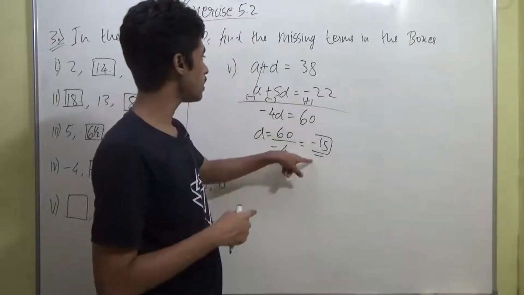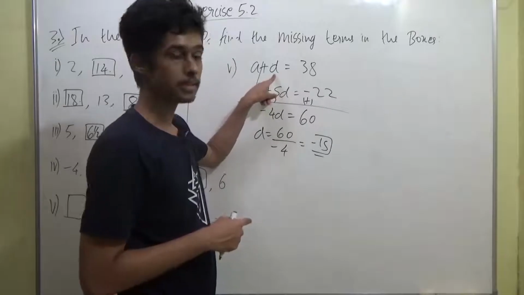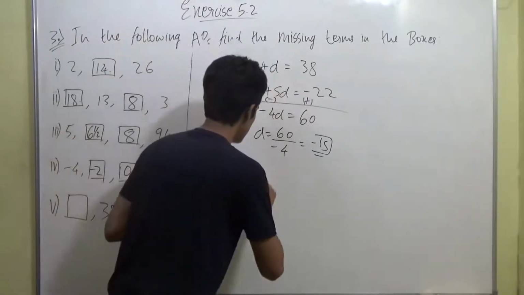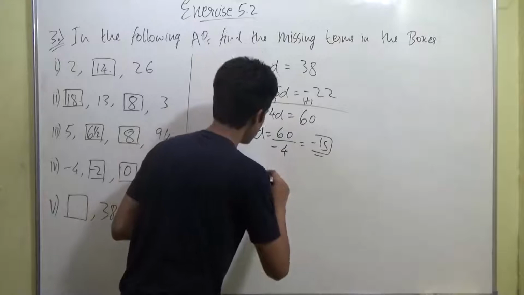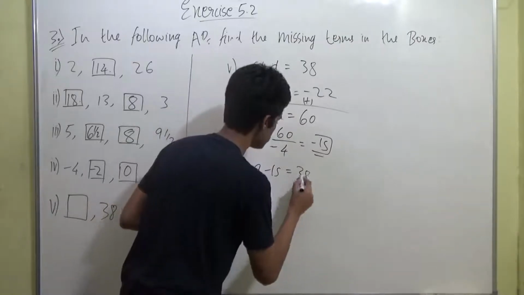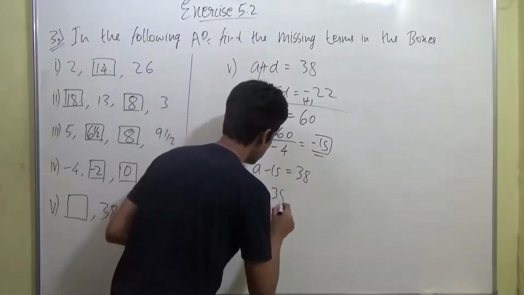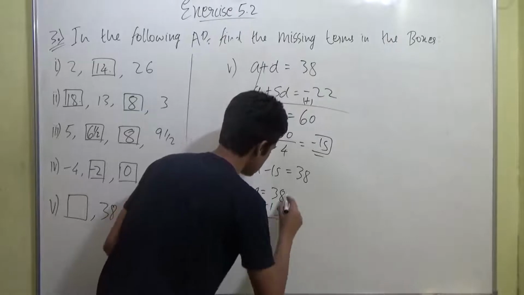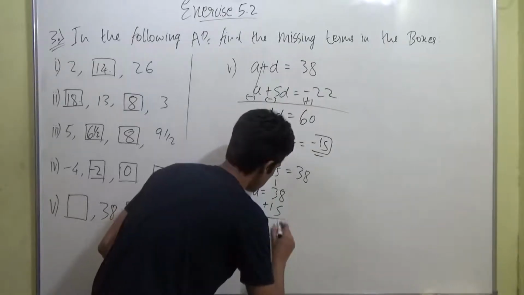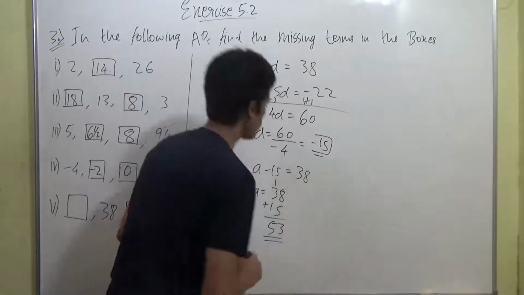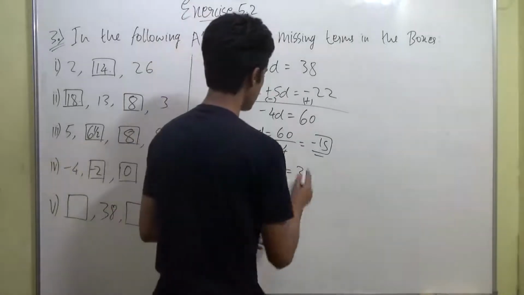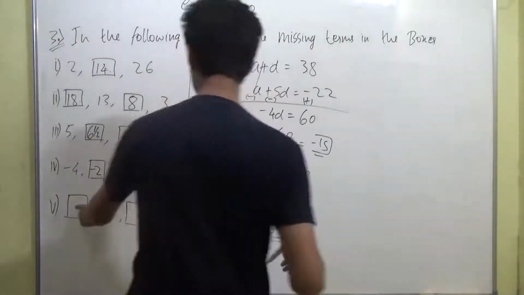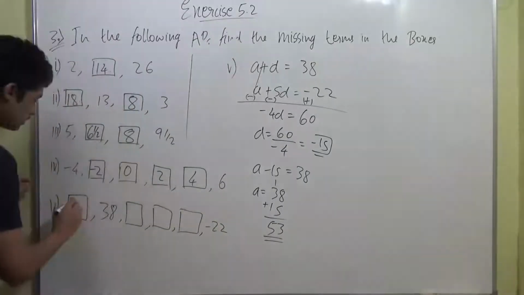If you substitute the value of d back into this equation, you will be getting the value of a, right? So d becomes minus 15 equal to 38, which means a will become equal to 38 plus 15, which is nothing but equal to 53. Okay, guys, so a is 53 and d is minus 15. So this term is 53. First term is 53, right?